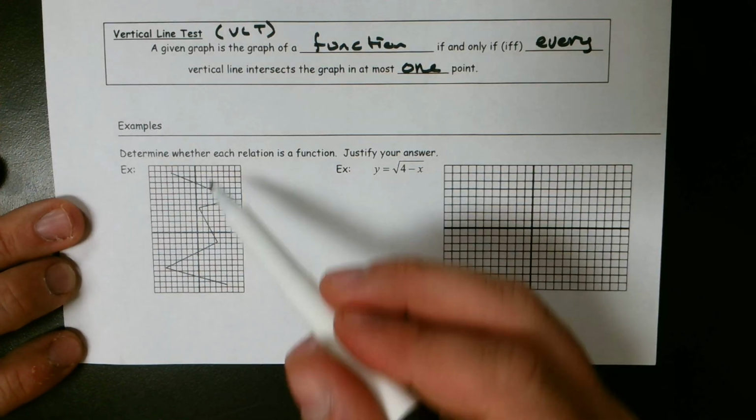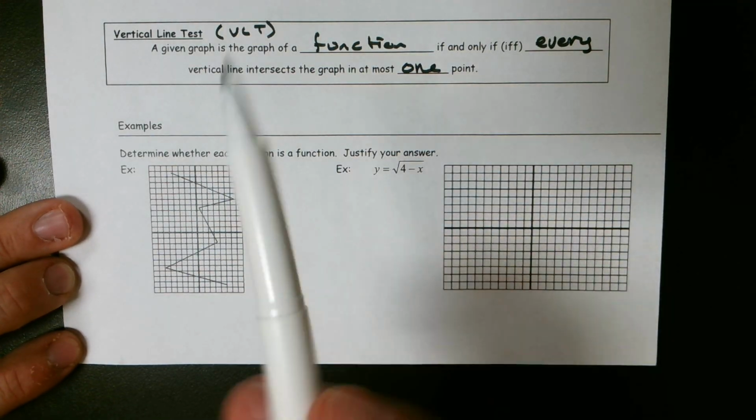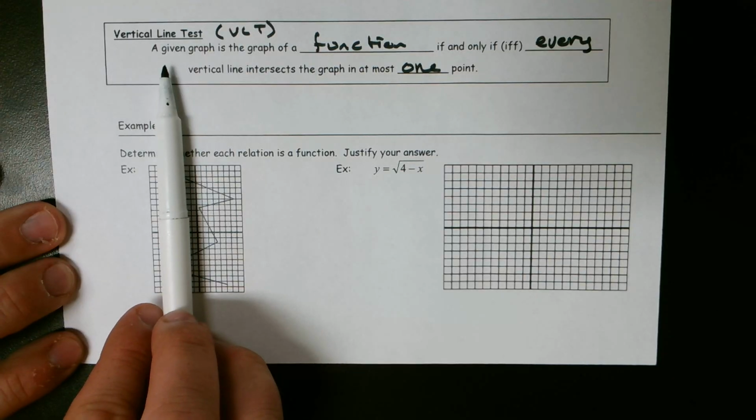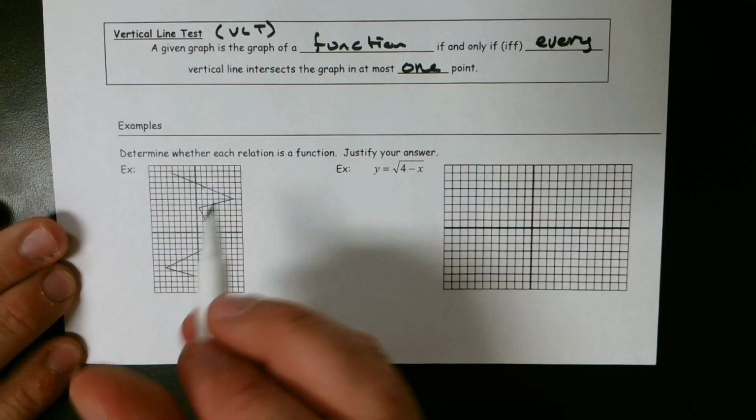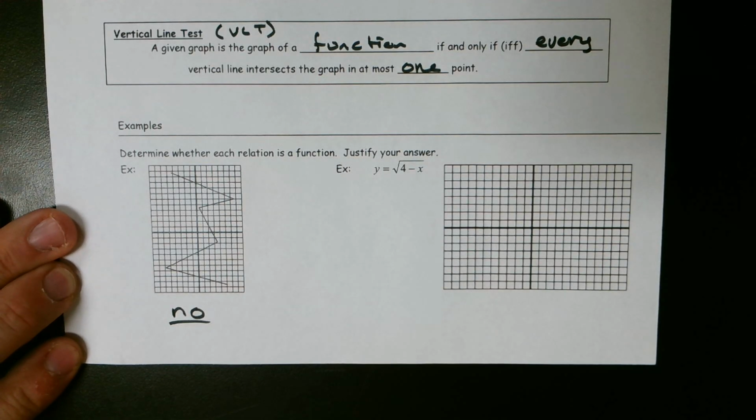Okay, so we look right here at this first example and we're like, oh, well, I can draw a vertical line like this, any vertical line. And if it's going to hit the graph more than once, it's not a function. So no, this graph is not a function.